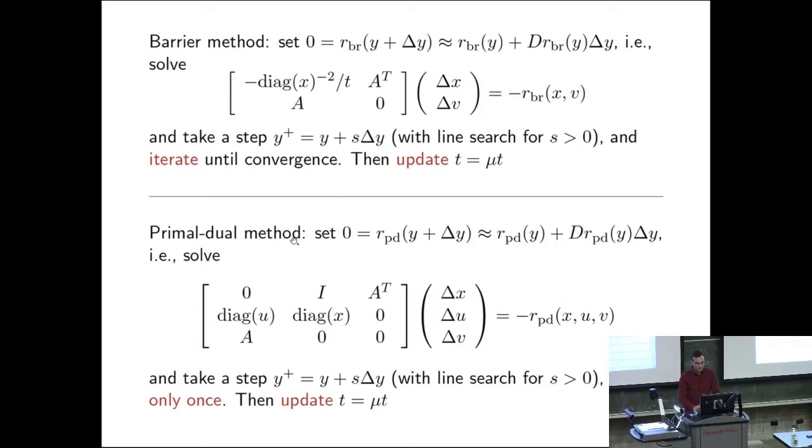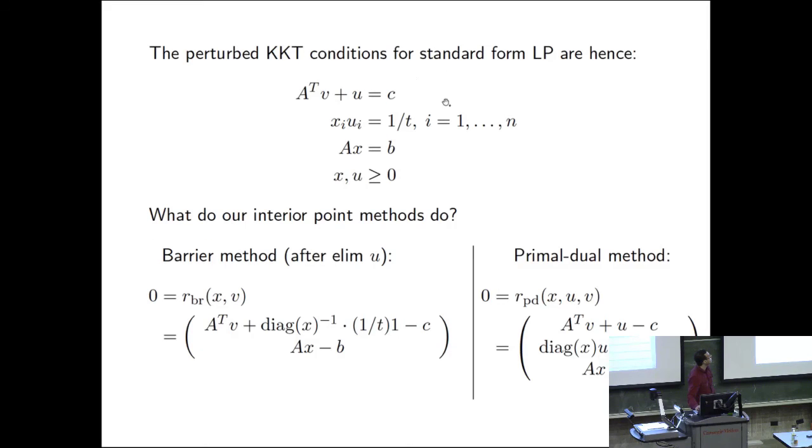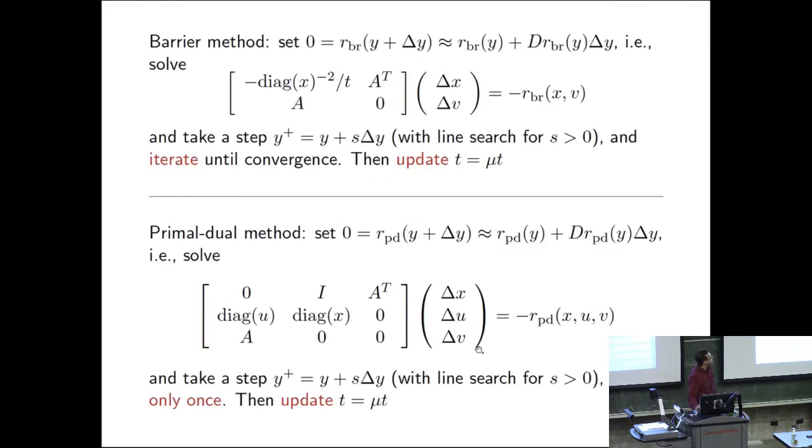That's the Barrier method. The primal dual interior point method solves a different system, so this bigger system. I guess we don't have tons of time left. I won't go through the details for where this Hessian came from, but it's just straightforward differentiation of this system. So it solves this bigger system, and it takes one update in x, u, and v together, uses backtracking in order to maintain the right positivity constraints on x and u.